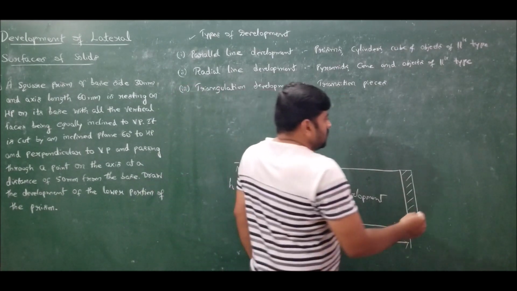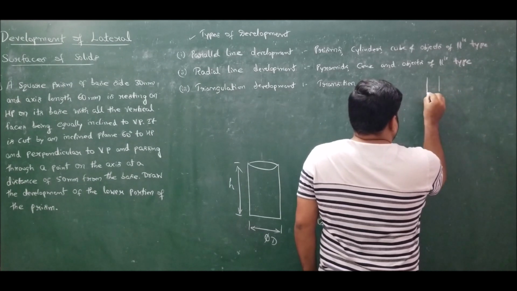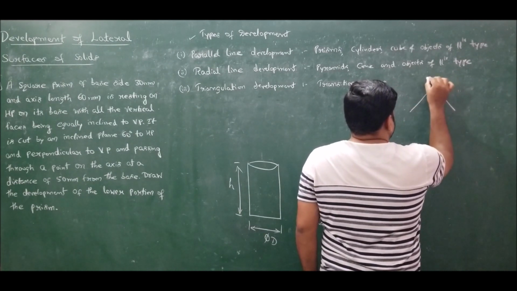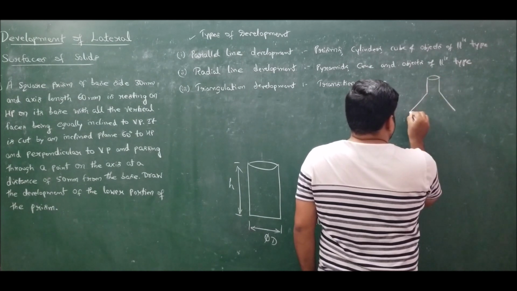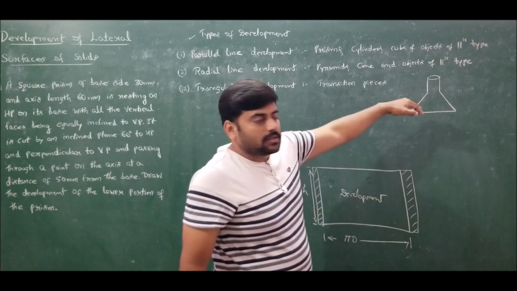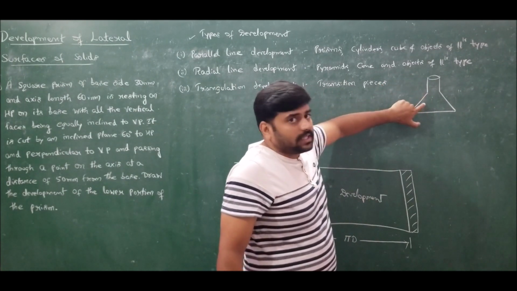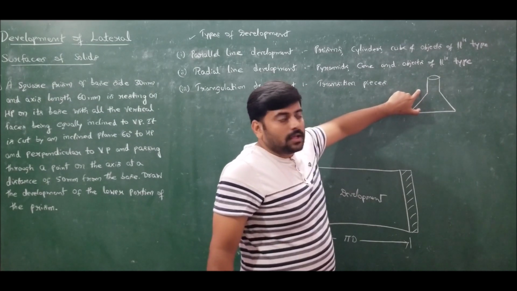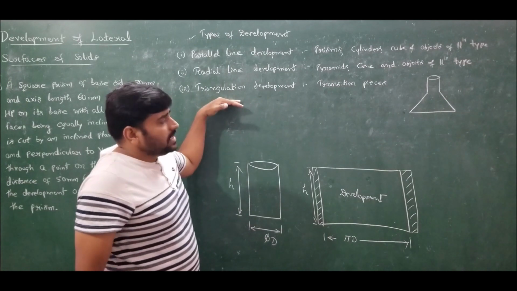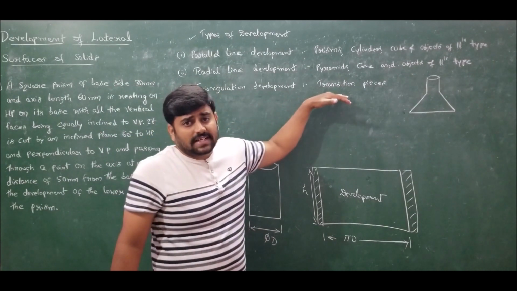That is, a transition piece can be a pipe connected to a tapered section like this. Let us have a circular pipe connected to a tapered section, and let this section be a square tapered section like this. So two objects of different types are connected. Such objects can be developed by using triangulation development. So triangulation development is employed for development of transition pieces.